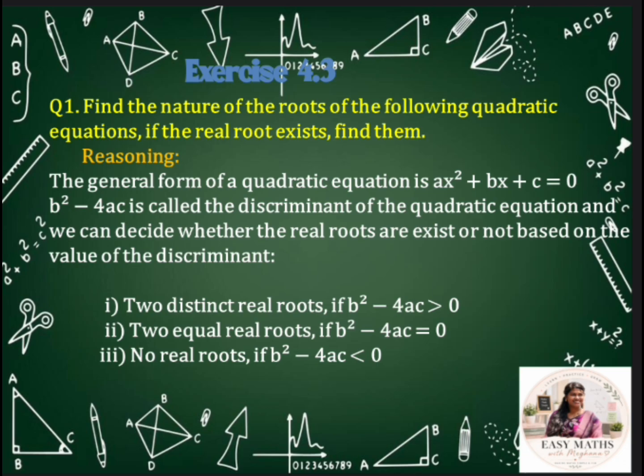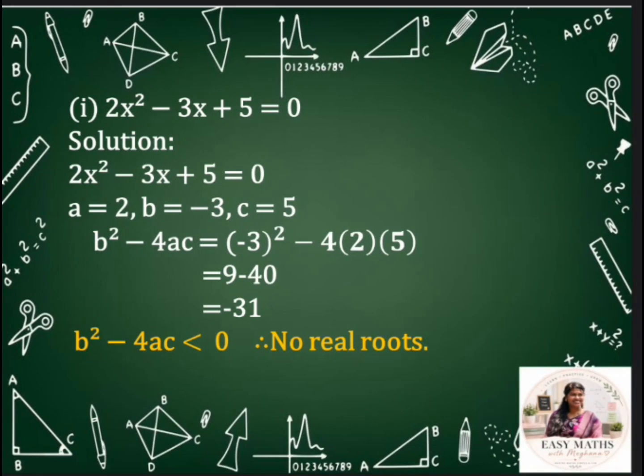Let us solve the problems one by one. Question number 1. 2x square minus 3x plus 5 is equal to 0. Here, first we have to write the values of a, b and c. a is 2, b is minus 3, c is 5. By seeing the expression only, you can write the values of a, b and c.